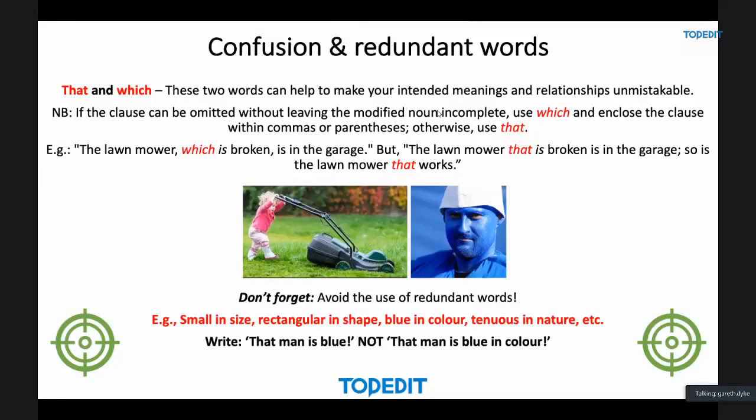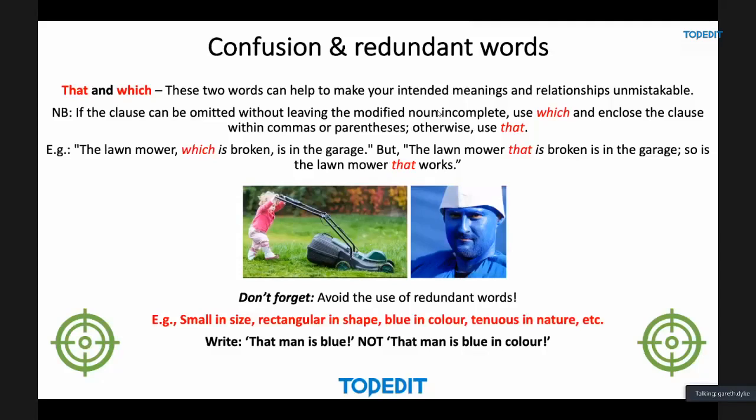And I love this: redundant words. We get them all the time in editing work. People say things like, "this is small in size," "rectangular in shape," "that man is blue in color," "this argument is tenuous in nature." There's no need for these extra words. I could just say it's small, it's rectangular, it's blue, he's blue. Your argument is tenuous.